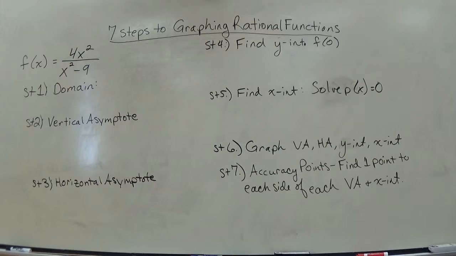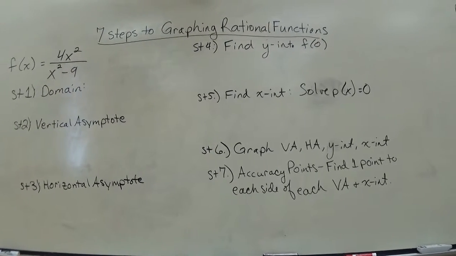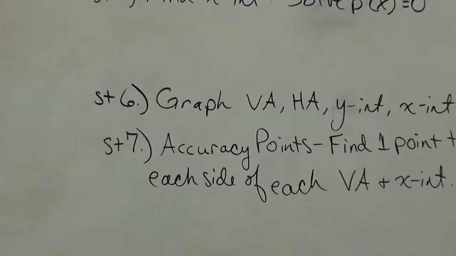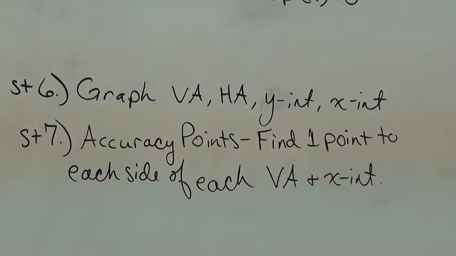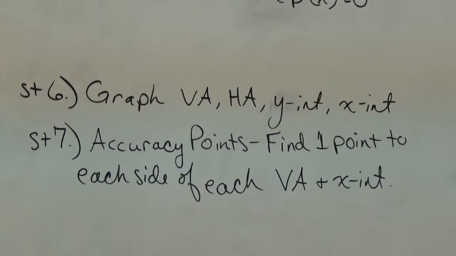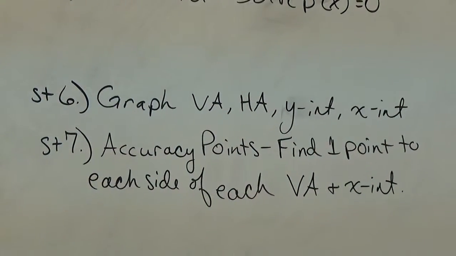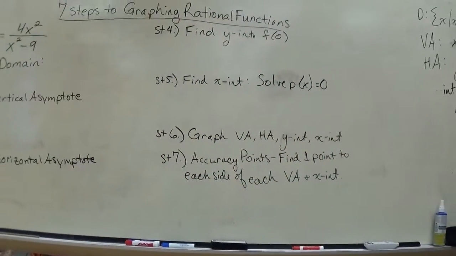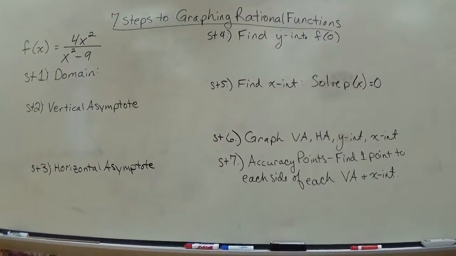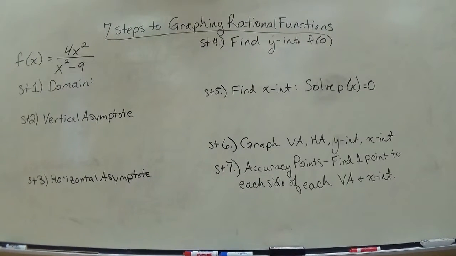So you're going to find 1 point to each side of each vertical asymptote and x-intercept. Let me zoom in on that real quick. So step 7, accuracy point. Find 1 point to each side of each vertical asymptote and each x-intercept. Okay? All right, so let's go ahead and work through the steps. And as we work through the steps, you will see how we do that.